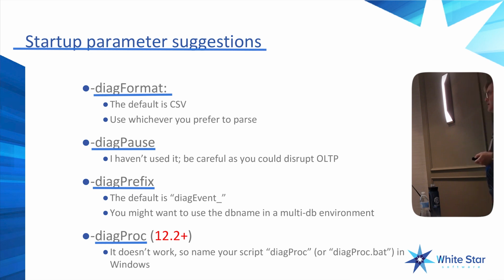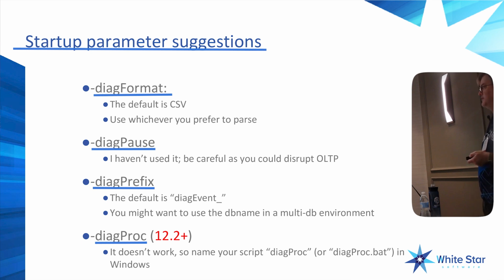The prefix on the event directories is by default diag event underscore, but you can change that if you like. So you might want to put in the database name if it's a multi-database environment, so that you could see at a glance in the directory listing which database had the event, or you could have an application name or whatever distinction is meaningful to you. You can change that.